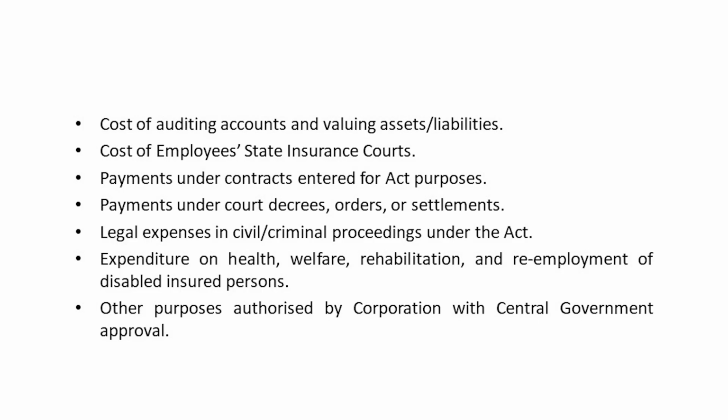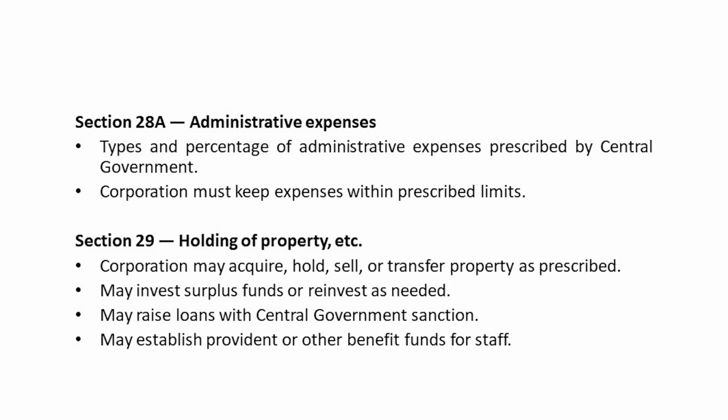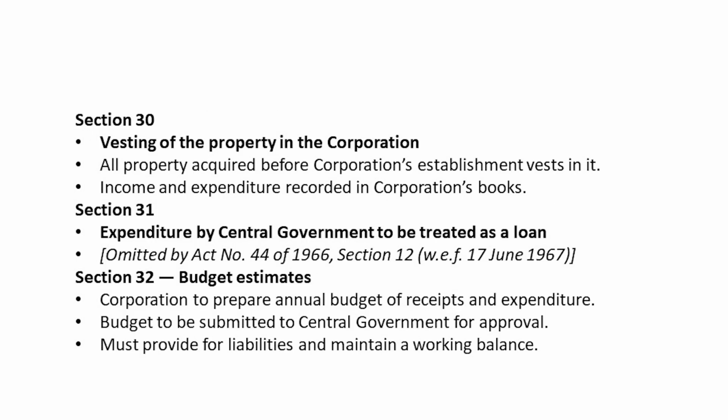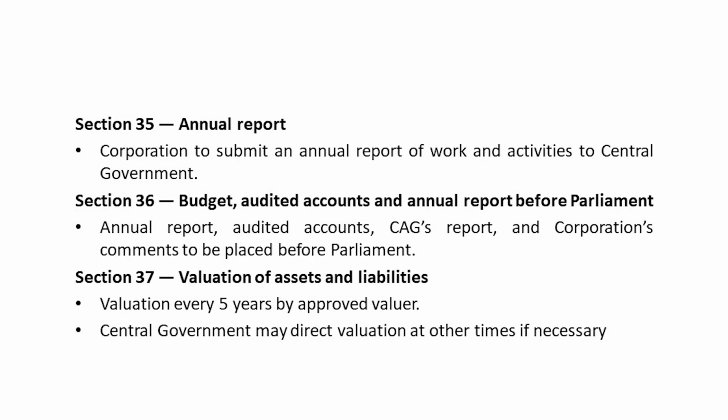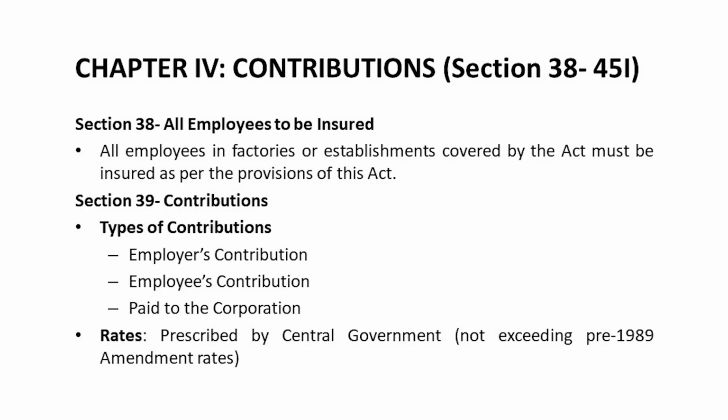So how the fund can be collected, and how the Employee State Insurance Corporation would take care of all this, so that the administration can be maintained by the corporation. After that, Chapter 4 deals with the contributions. In this chapter, the employees would be insured. All the employees doing work in the factories or establishments are covered under this act.